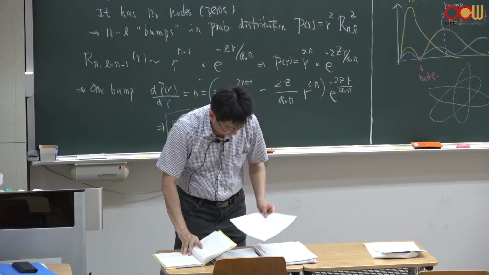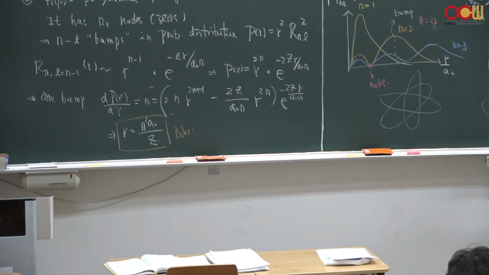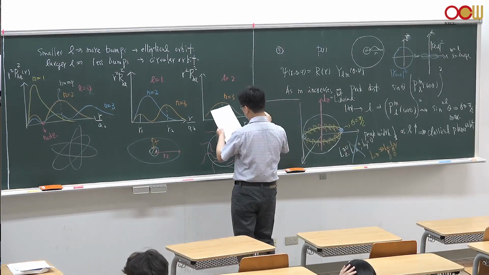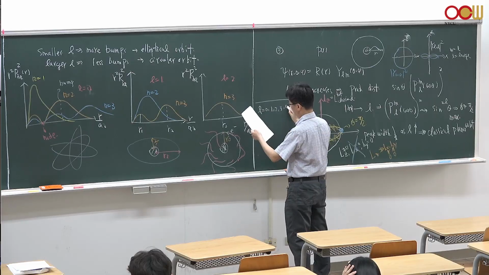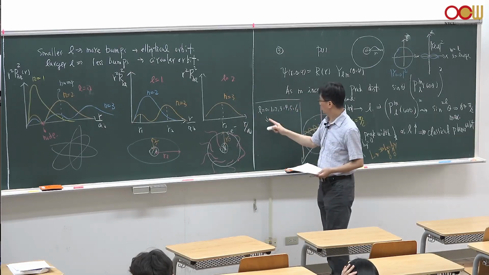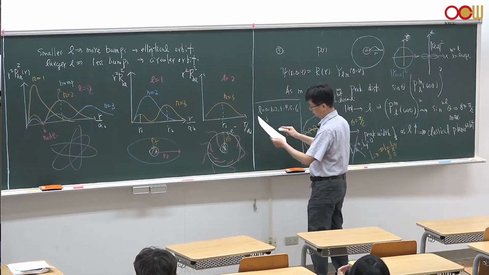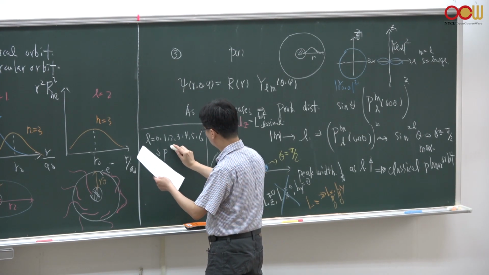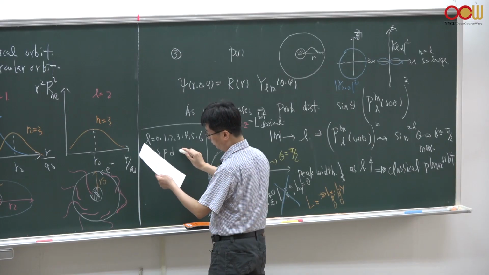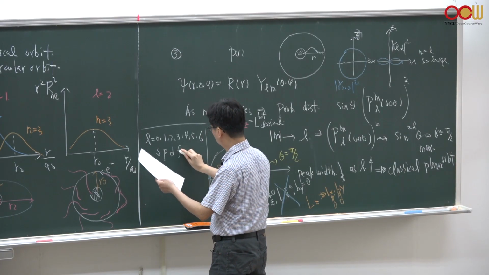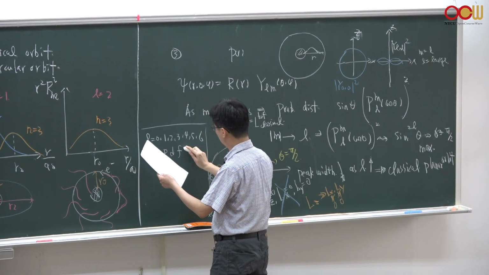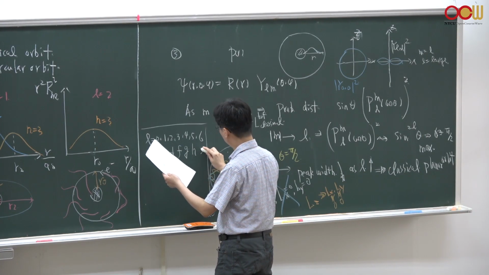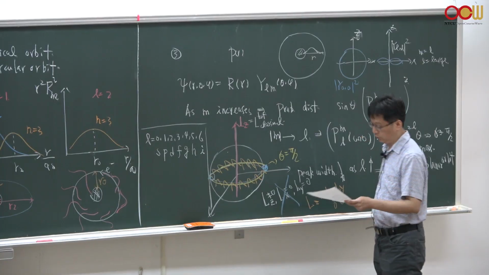So let me write down the names of the electronic configurations that you were familiar with in high school. When L equals 0, we call it the s orbital. When L is 1, it's p, and L equals 2, we call it d, and f when L equals 3, and g for L equals 4, and h for L equals 5, and i for L equals 6.